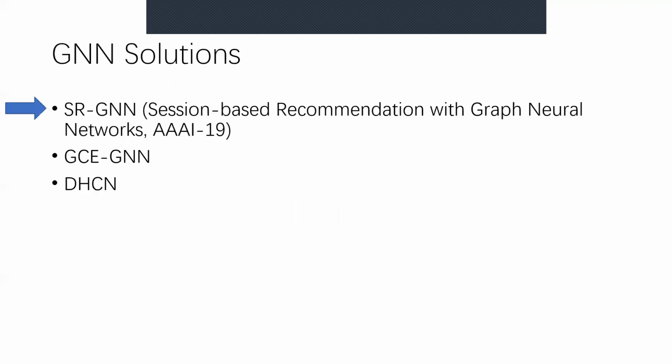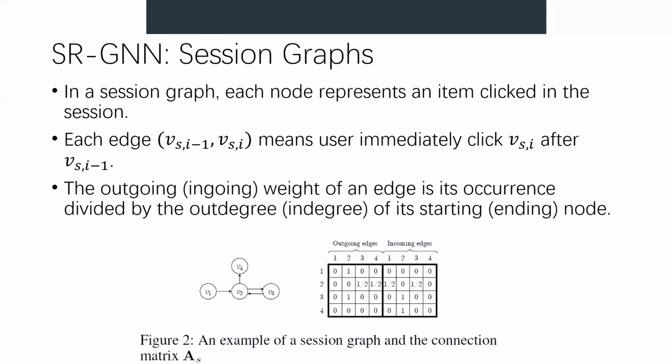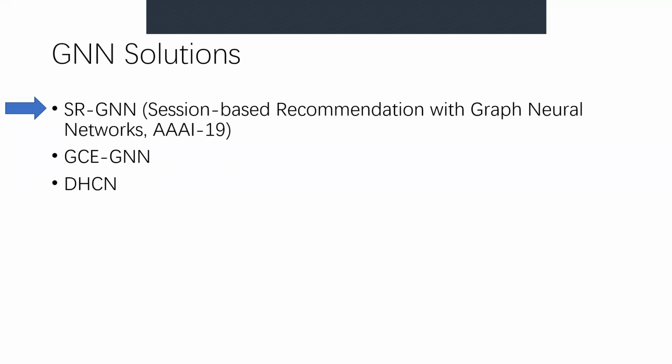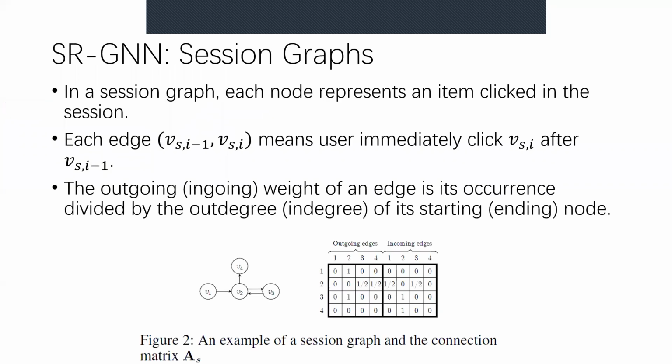We will talk about three GNN papers: SR-GNN, GCE-GNN, and DHCN. I think for the first paper, our student Yan Qiao is a co-author, so please correct me if I make any mistakes. This one was published at AAAI in 2019, the earliest paper to do session recommendation with GNN.